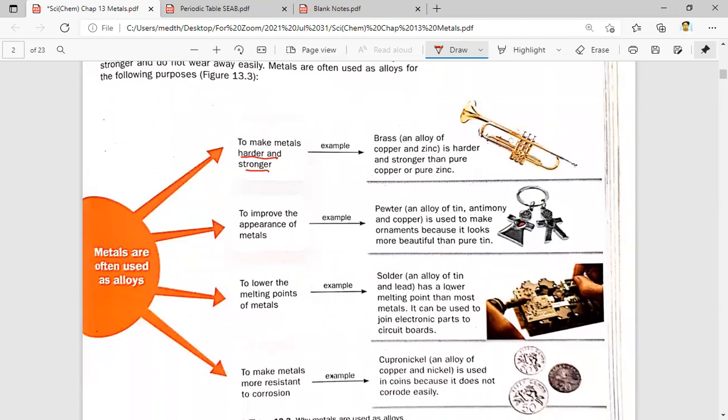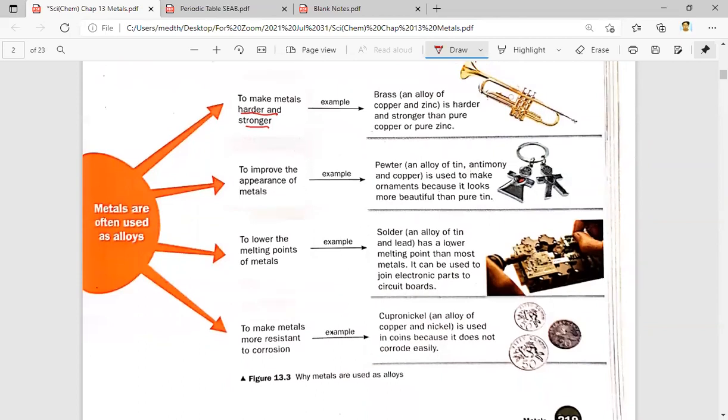Once they are harder and stronger, you are able to use them to reinforce buildings and stuff like this, or you can make them into instruments like this so that they are less fragile. They can withstand more knocks, especially since students like to knock the instruments here and there and spoil them.